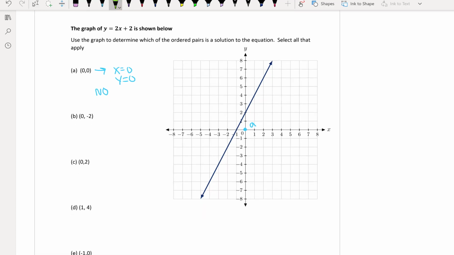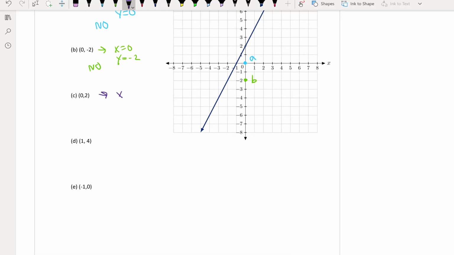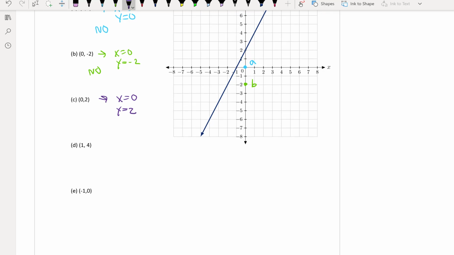So let's try the next one. This one is saying that x is equal to 0 and my y is equal to -2. So if x is 0 and my y is equal to -2, I'm here. That's point B. No, that point is not on the line either. So let's keep going. This one for part C, it's saying that x is equal to 0 and my y is equal to +2. So 0, 2 is here. This point right here is C. Well, this is definitely on my linear equation, that graph, so I'm going to check that off.